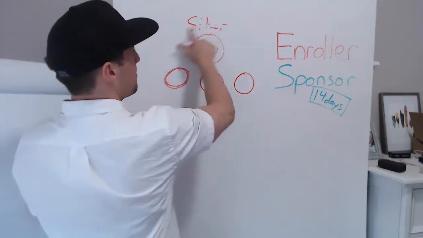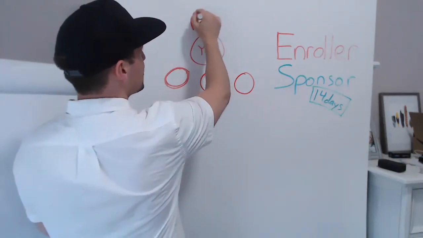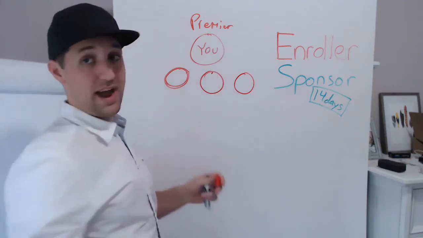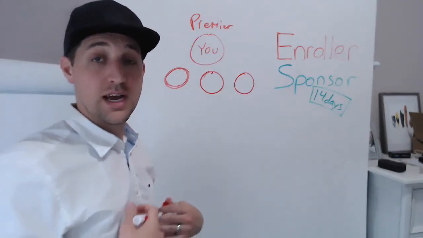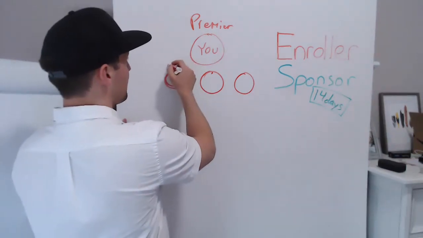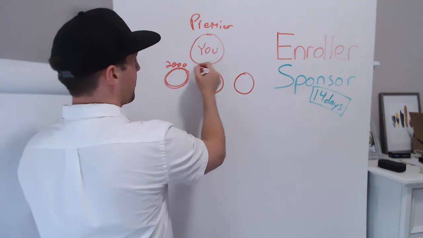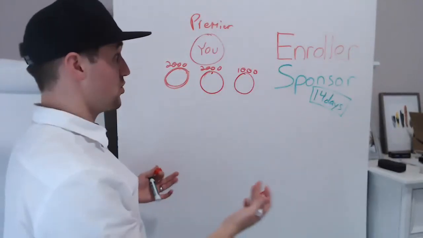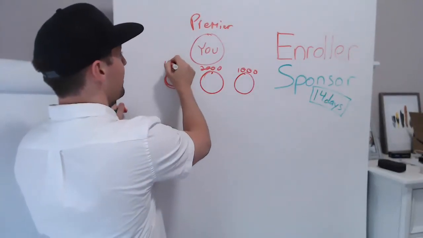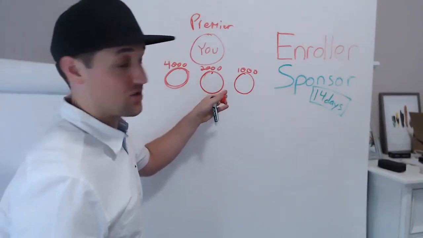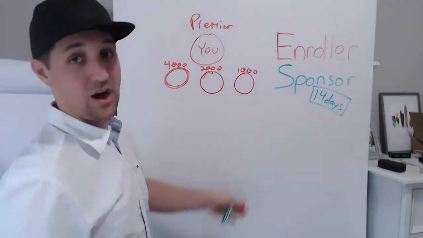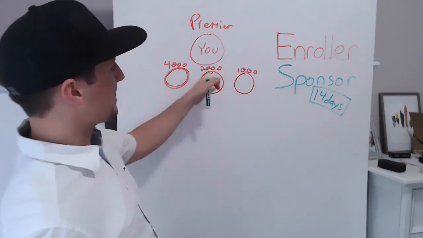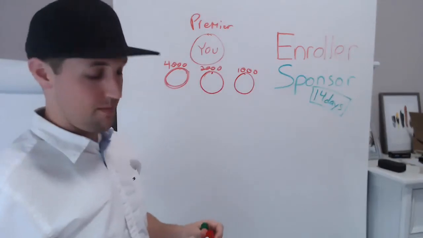But the truth is, as a Premier, like my dream Premier, what I try to help my people do as they're finding their 3 committed builders is this: Premier requires 2 legs of 2,000 volume and 5,000 total. So the perfect Premier would be someone who has over 2,000 volume here, over 2,000 volume here, and 1,000 volume here. Now, it's never going to grow perfectly. And so a lot of times, this leg actually has 4,000 volume, this leg has 2,500, and this leg has 1,000, or maybe it's 4,000, 2,000, and 1,000, right? So you have at least 2 legs of 2,000, but 5,000 total is the requirement.